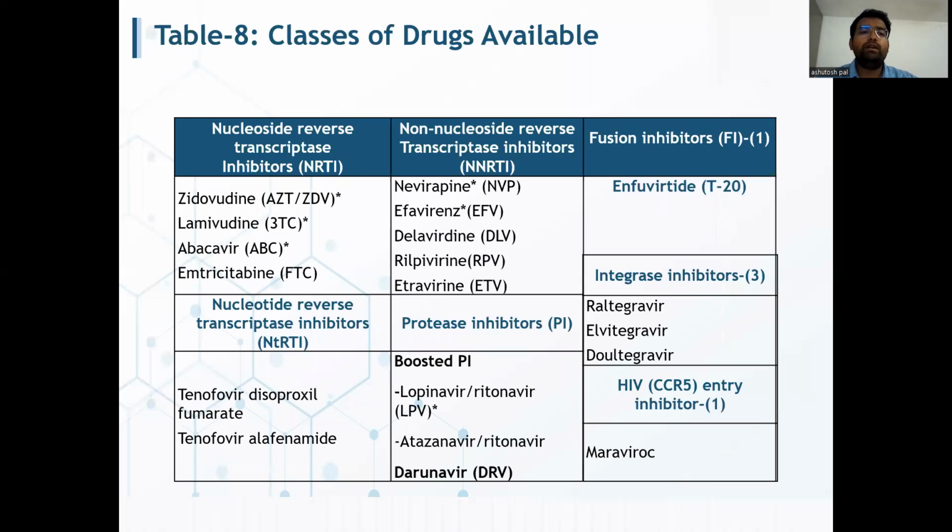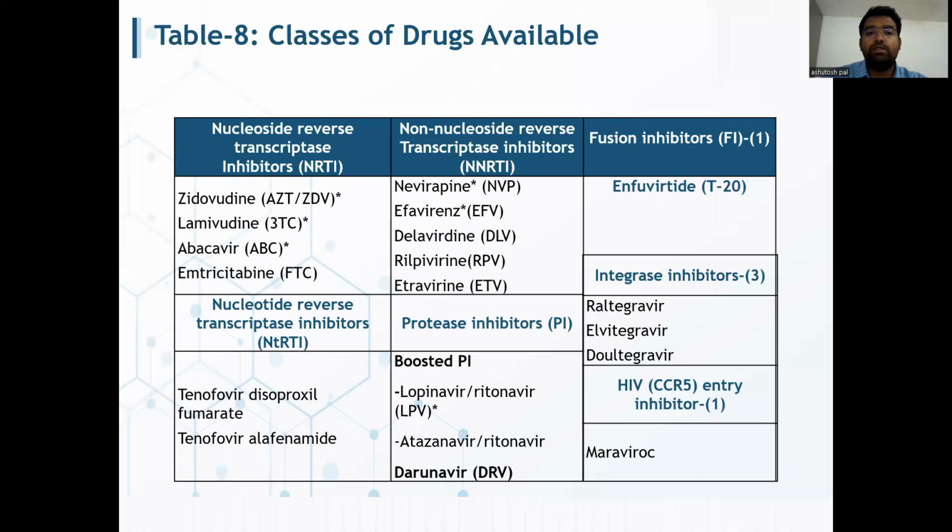The classes of drugs available are nucleoside reverse transcriptase inhibitors, non-nucleoside reverse transcriptase inhibitors, fusion inhibitors, nucleotide reverse transcriptase inhibitors, protease inhibitors, integrase inhibitors, and HIV entry inhibitors. They block CCR5, which is maraviroc. Nucleoside reverse transcriptase inhibitors are zidovudine, lamivudine, abacavir, emtricitabine. They are also represented in brackets by their codes. Zidovudine is AZT, lamivudine is 3TC, abacavir is ABC, emtricitabine is FTC.